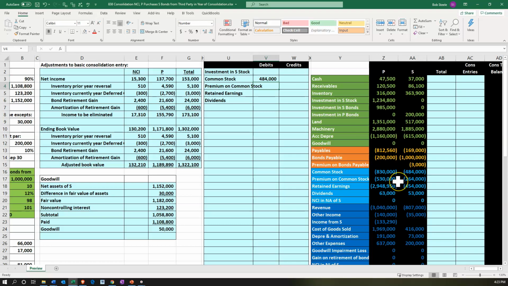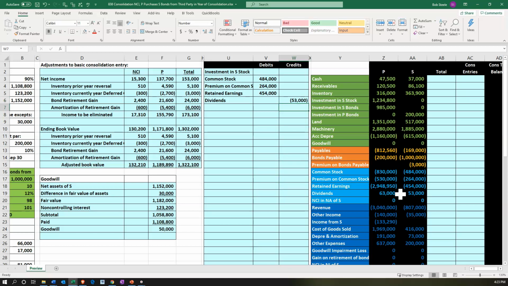The premium has a credit balance. We're going to do the opposite thing to it to remove it. Then we've got the 454 credit balance retained earnings. We're going to do the opposite thing to it to remove it. Then we've got the dividends. It's got a debit in it, so we're going to do the opposite thing, this time being a credit to remove it. So there we have that.